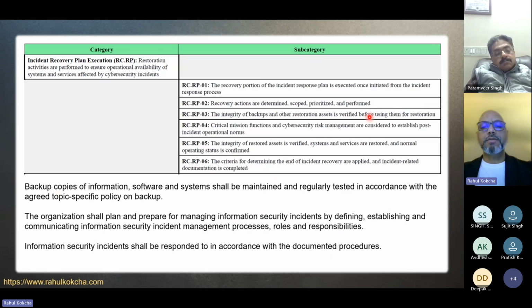So they have elaborated this recovery part here in a further 6 subcategories, which is again defined at a very high level in 27001. Some of the details are given in 27002. And security incidents shall be responded to in accordance with the documented procedures. It talks about the same thing. The security recovery actions are determined, scoped, prioritized, and performed. Again, different words communicating the same requirement or same best practice. So these are the 6 functions we see in the CSF 2.0.